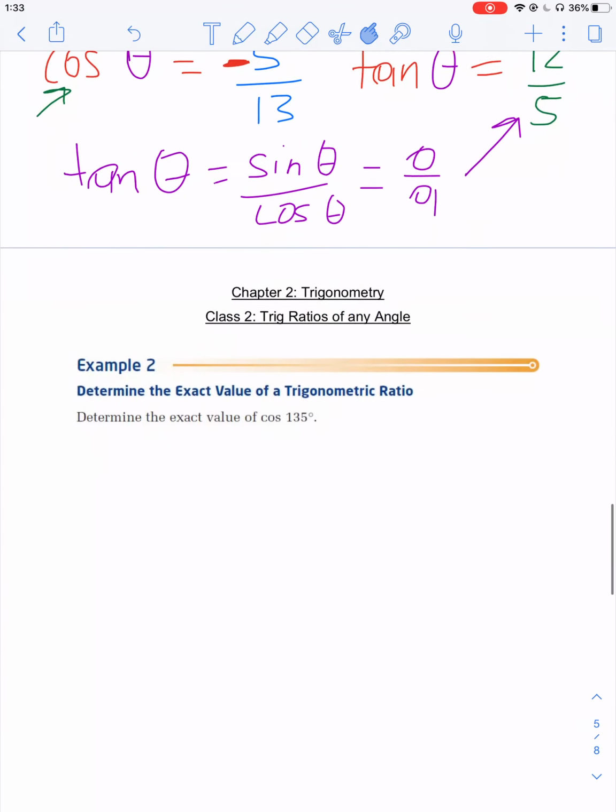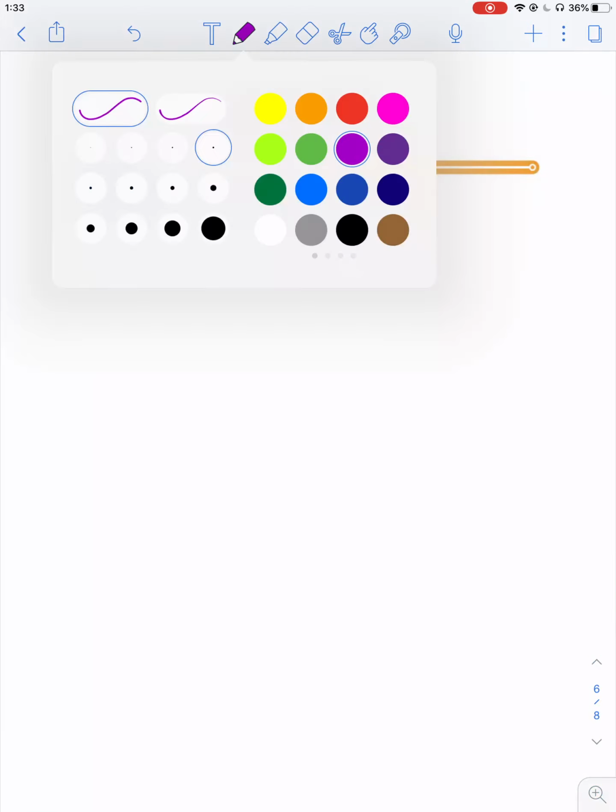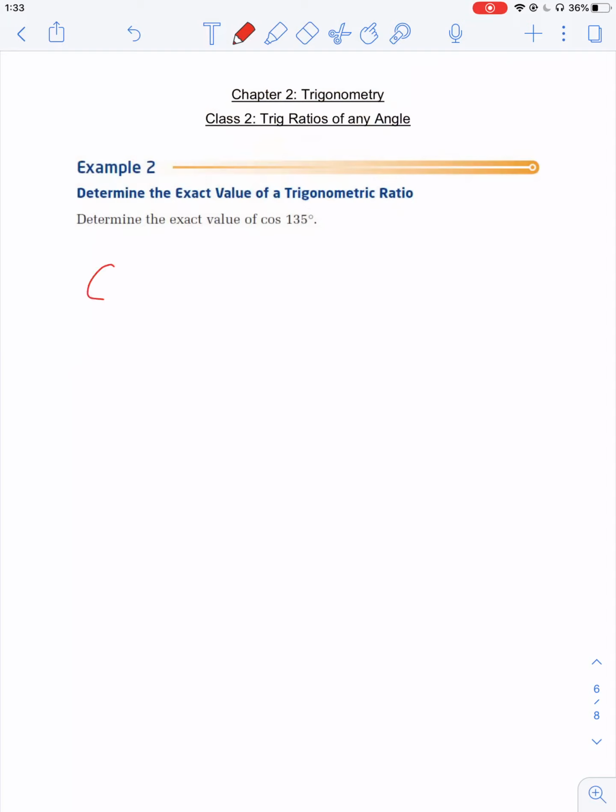Now they will also ask you to find the exact value. I've shown you the trick, and this one is not too difficult. All you have to do is use your calculator, cos of 135 degrees. Make sure your calculator is in degree mode, find the value, and let's see what that works out to be. It's probably going to be a negative value. Cos of 135 is approximately minus 0.707.